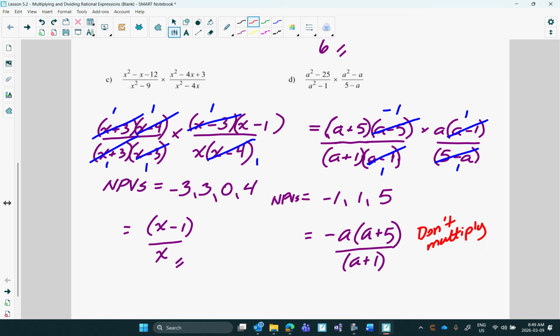through. Some of you might be tempted to say, okay, I got to multiply -a by a plus 5. You don't have to. Because remember, in order to simplify things, we want it in factored form. So we leave it in factored form. Okay? So whatever you do when you get a final answer, don't multiply through. You're just wasting time and chances of making a mistake. Okay? So you don't want to do that.